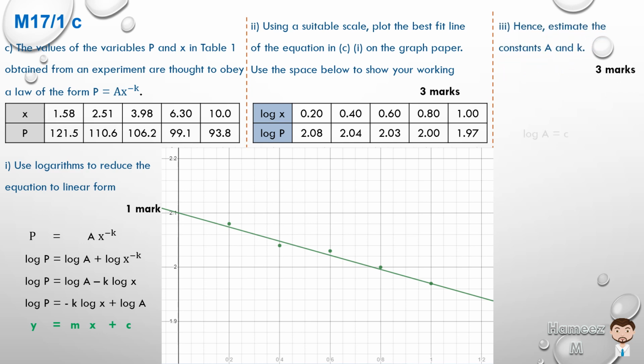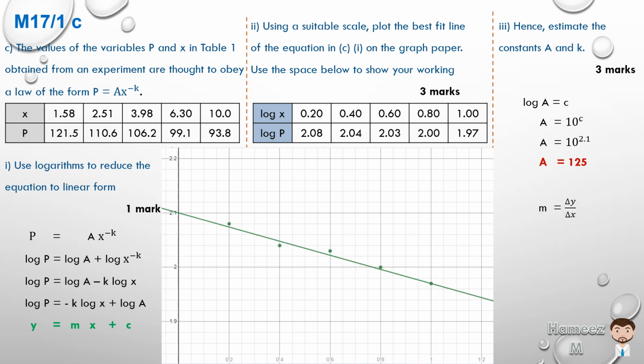If we consider that the y-intercept c is equal to log a, so a is equal to 10 to the power c. And we know c, the y-intercept, to be approximately 2.1. Then if we use a is equal to 10 to the power 2.1, it's going to give us approximately a is equal to 125.